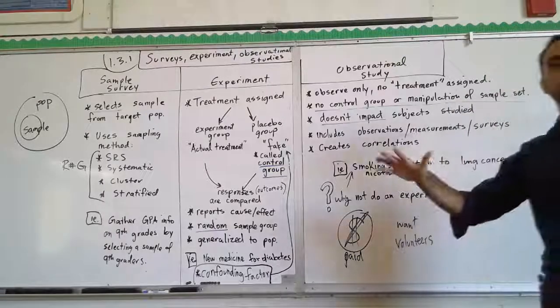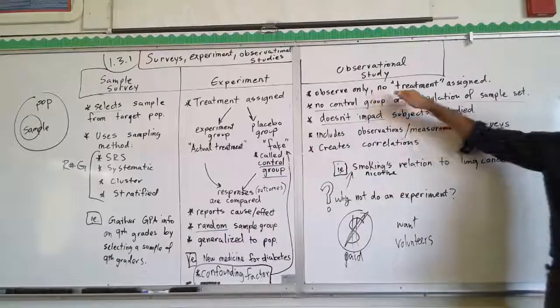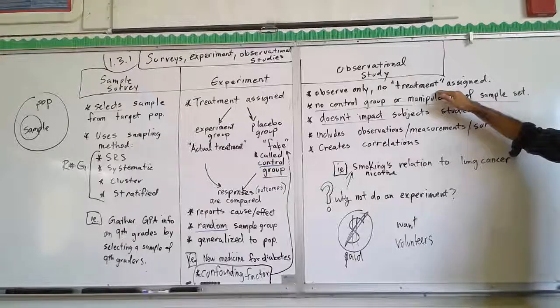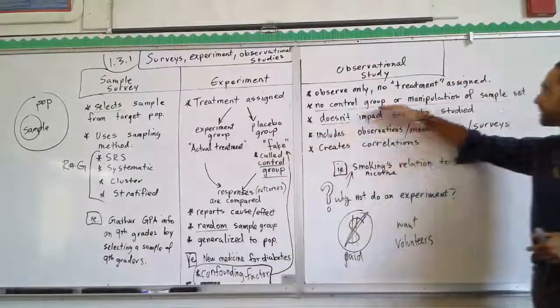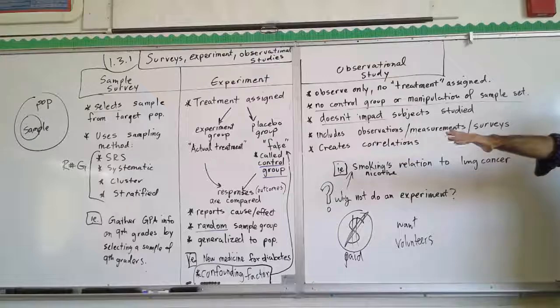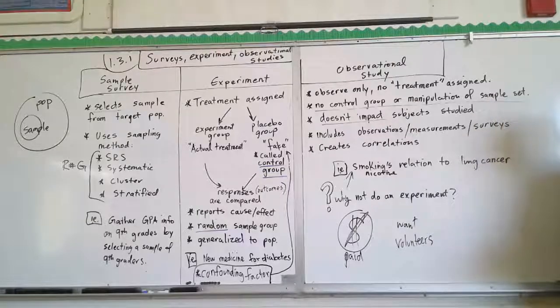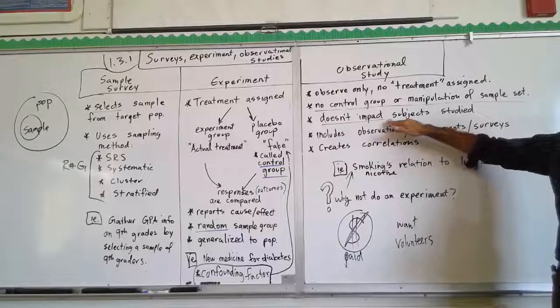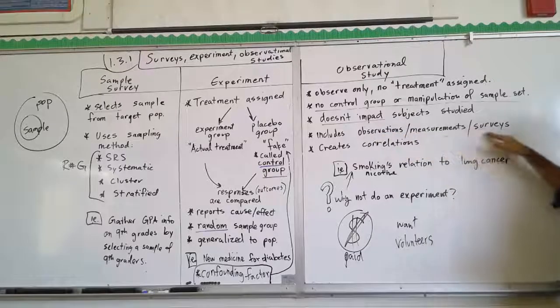It's only observing, no treatment assigned. There's no control group, there's no placebo group, or manipulation of the sample set. So basically you're looking at everybody. You're not deciding to look at the healthiest patients to see who has a good diet. You have to pretty much take every bit of the sample, or you have to have a random sample. It doesn't impact the subject study. Also, it includes observations, measurements, and surveys, and you can only make a correlation. When you're observing, you can't say this causes this, because you're just observing a portion of everybody.